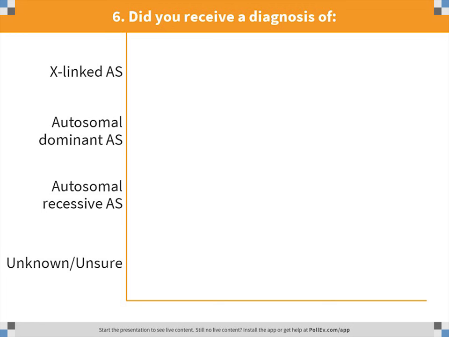It looks like we have about two thirds of you here in the room and online representing individuals with X-linked Alport syndrome. About a fifth of you are unsure of your diagnosis or the diagnosis of the person that you care for. Just over 10% representing autosomal recessive Alport, and it looks like we actually do have a couple, maybe 1 or 2 individuals representing autosomal dominant Alport syndrome.